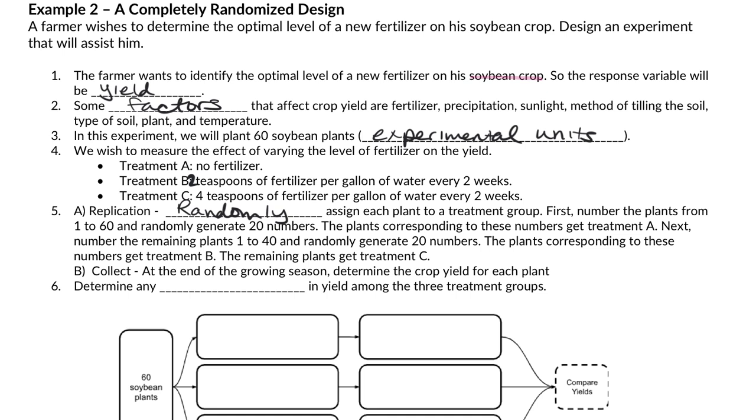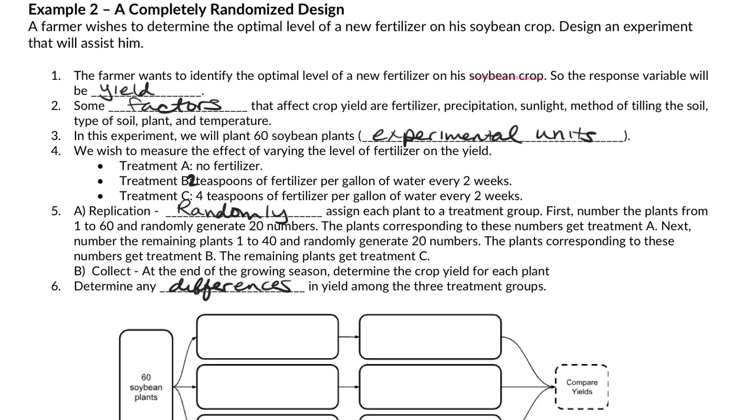Then we're going to take the remaining plants, number them 1 to 40. Again, randomly generate 20 numbers in one of the ways we learned last time. And then the ones left over after that will get treatment C. We'll collect the data at the end of the growing season and determine the crop yield for each plant. Step 6 is looking at our data and doing inferential statistics. So we'll look at any differences in yield among the 3 treatment groups.